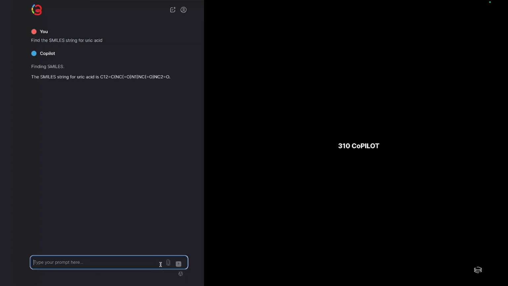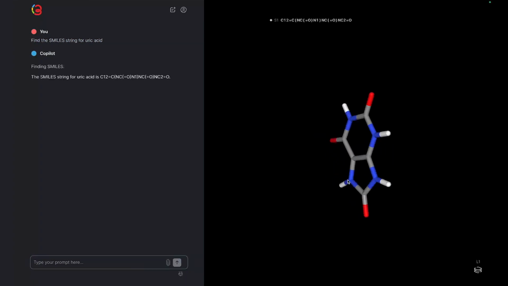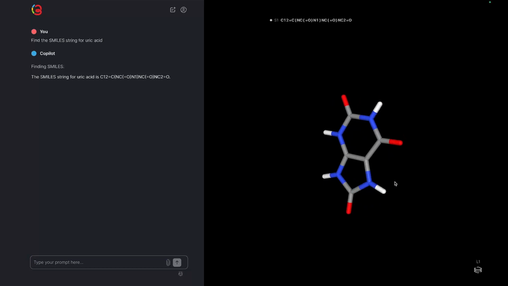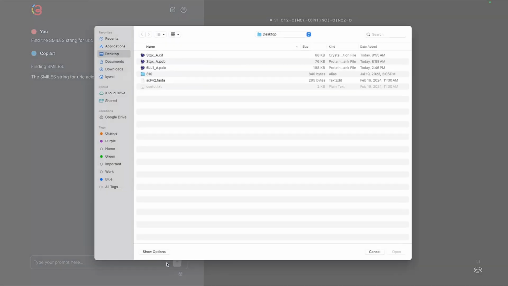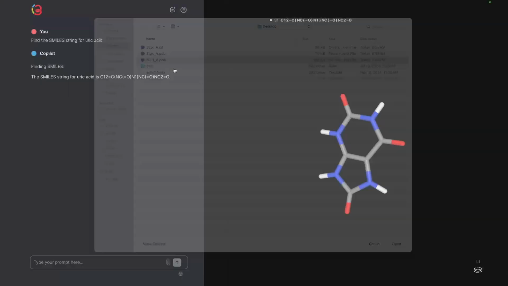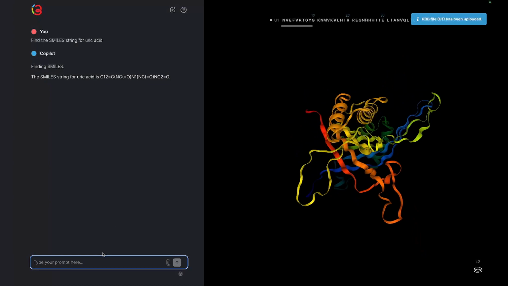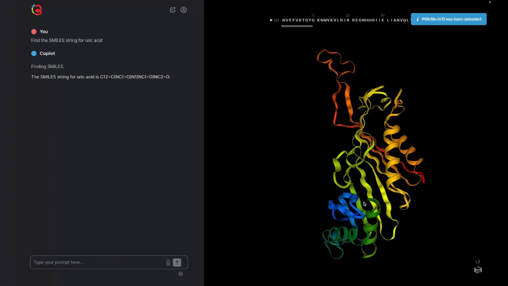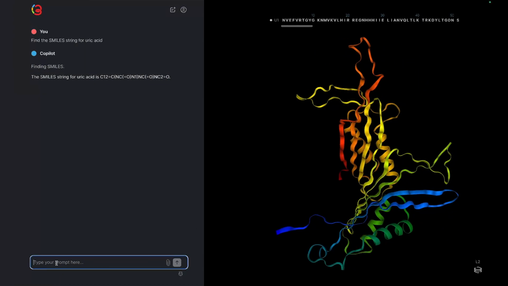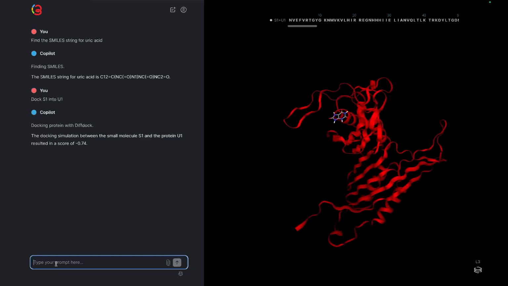for uric acid. This finds the string and generates a structure to show in the visualizer on the right. For the protein structure, let's upload a PDB file using the paperclip icon. Uploads are automatically named, and here it's called U1. Now that we have all the inputs, we can ask Copilot to dock S1 into U1. For this particular score, the higher the better.